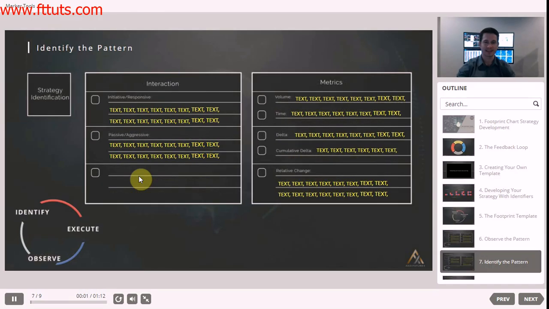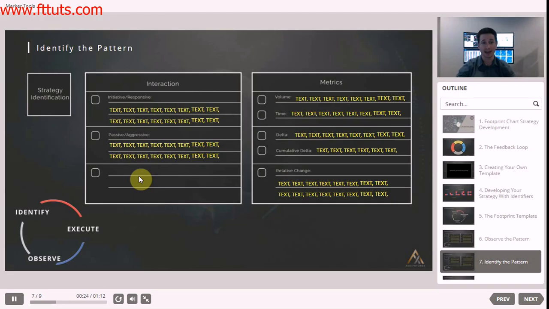Now, this is the second section of the template that you're going to complete, and this is effectively the strategy identification. So these are the identifiers that you will need to recognize in order for one of the 10 strategies to be in play.